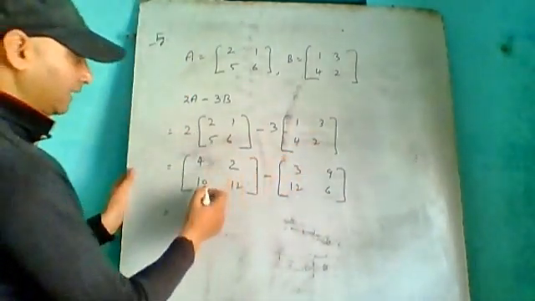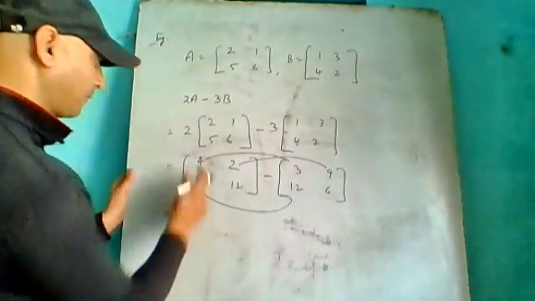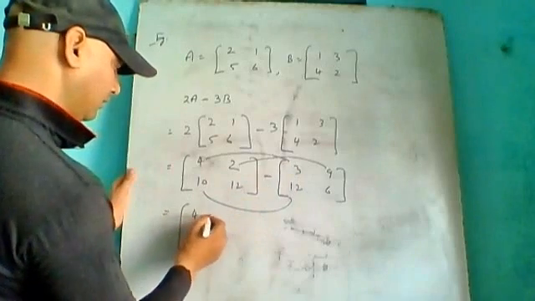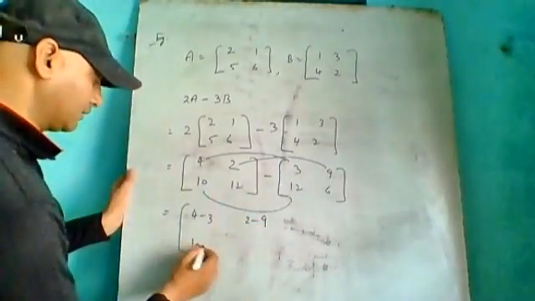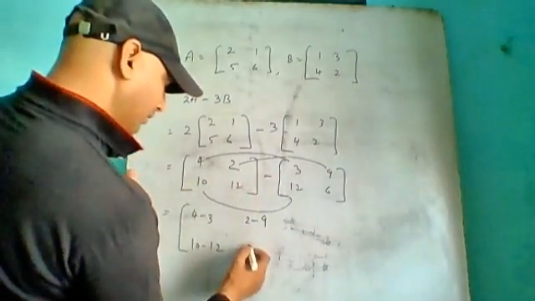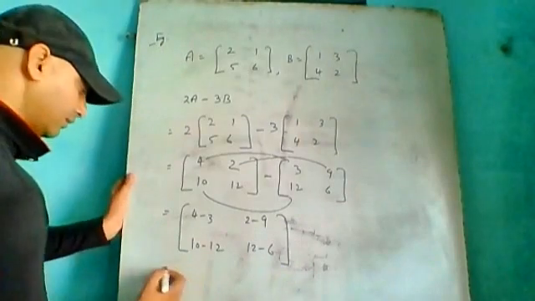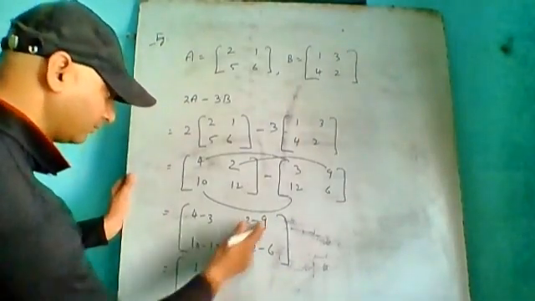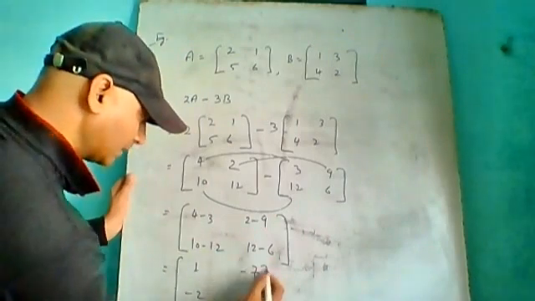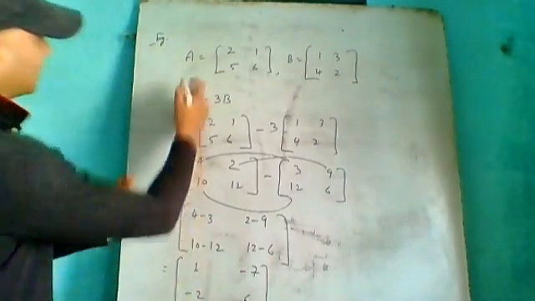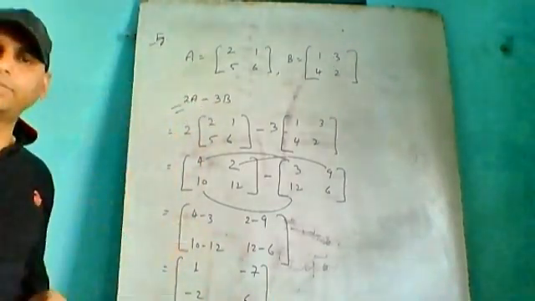So minus, आप करेंगे corresponding elements को minus करेंगे. Correct? So 4 minus 3, 2 minus 9, 10 minus 12 and 12 minus 6. Correct? Now finally 1, minus 7, minus 2 and 6. This is the answer of this expression. Right? Order is 2 by 2. This is one kind of example.